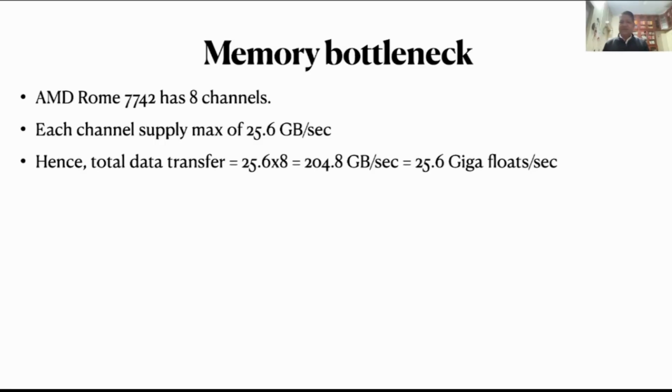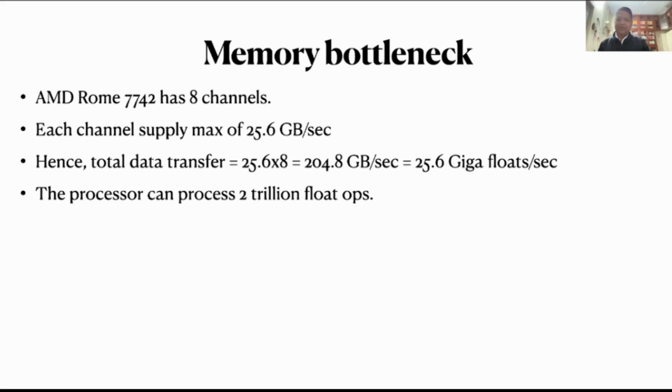Now the total transfer, if the data is easily available, channels are all active, and there's no blockage of data anywhere. So I just multiplied 24.6 by 8, which is 204 gigabytes per second. So we have 24.6 giga doubles, and there are 8 bytes per double, so real floating point numbers. So 24.56 giga real numbers.